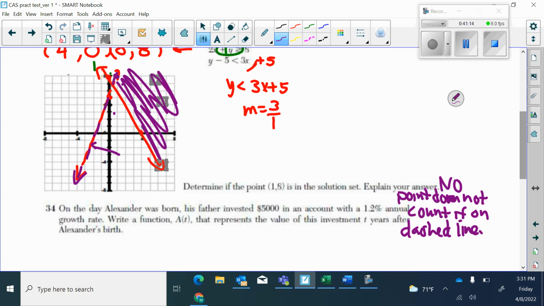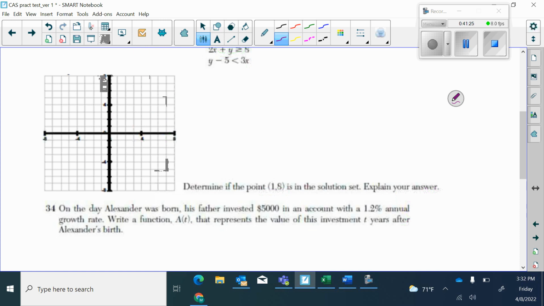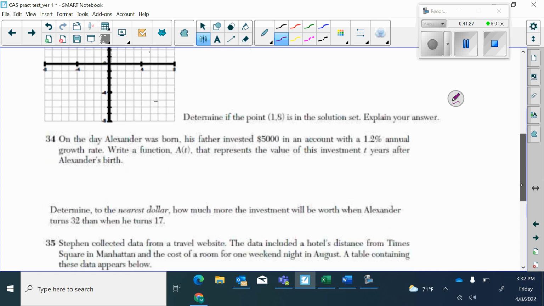So it's not in the region. Okay, so there's that one. So notice if they're going to ask you that, it's probably going to be on a dashed line. So more than likely the answer is no. They want to see if you know that. Remember that for the DCAS.